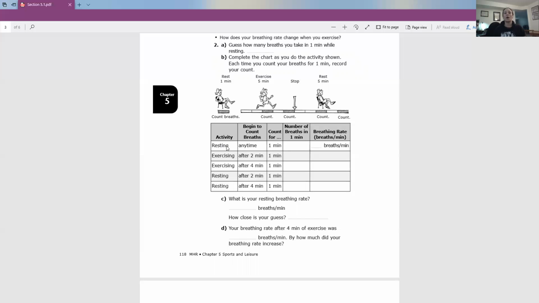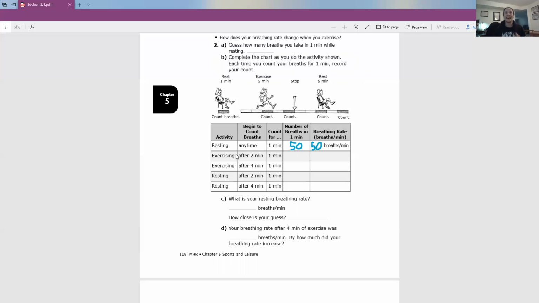So the first thing that I want you to do is just rest. And as soon as you get your timer ready or your stopwatch on your phone, count how many times you breathe in 1 minute. Put the number there. That would be the number of breaths per minute. So if I took 50 breaths, let's say, actually that's a lot, but that's okay. Let's say I took 50 breaths. My breathing rate is 50 breaths per minute.